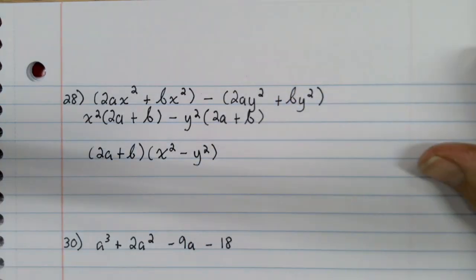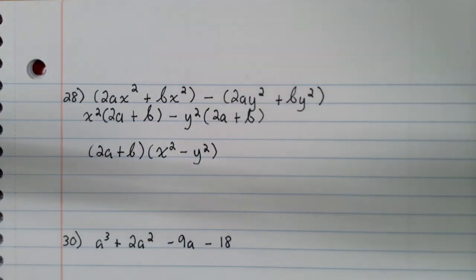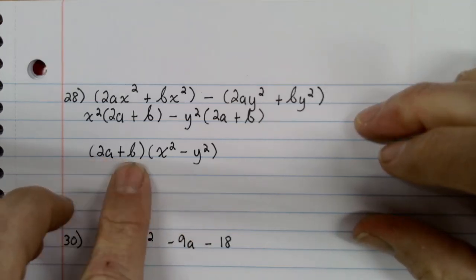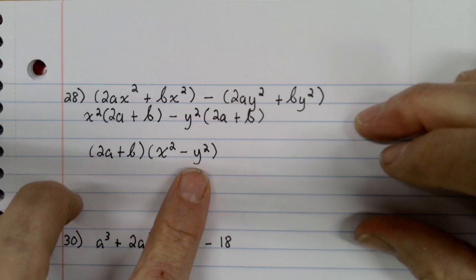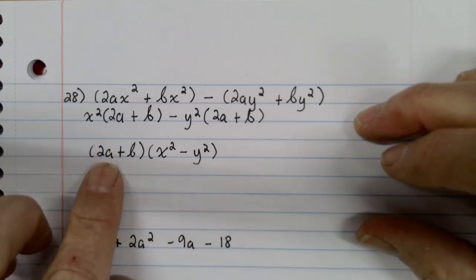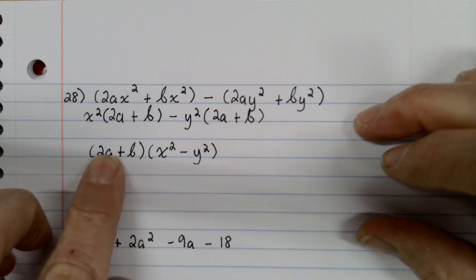But we have to stop at this point and ask the question, is there anything else I can do to factor either of these binomials? I got 2a plus b, I got x squared minus y squared. Can I factor either of them? Well, the 2a plus b, no, there's nothing that I can do with that.